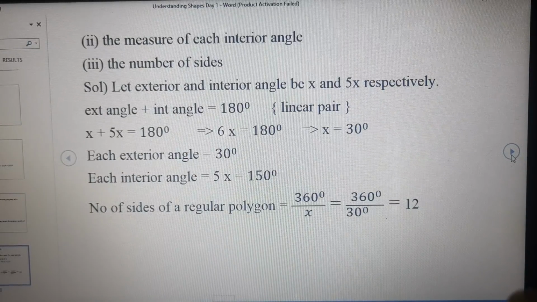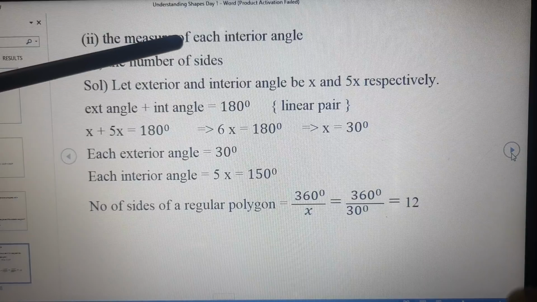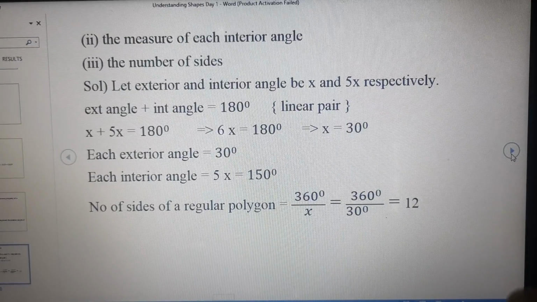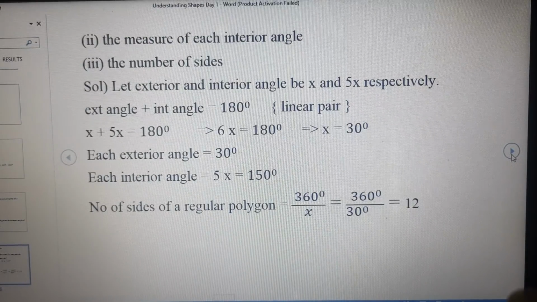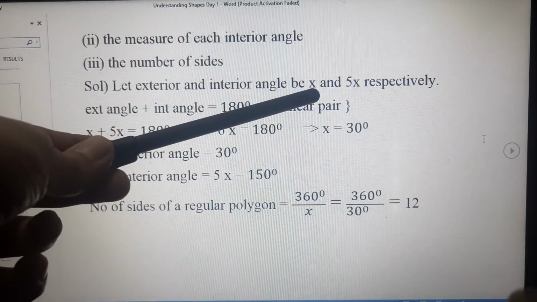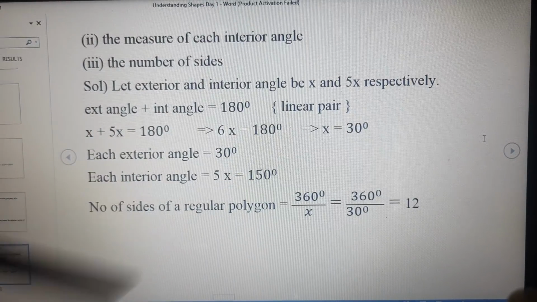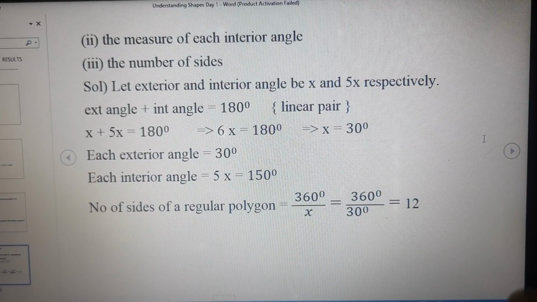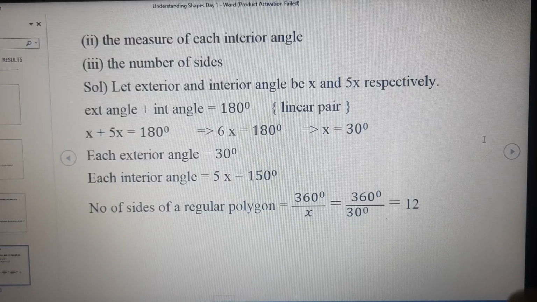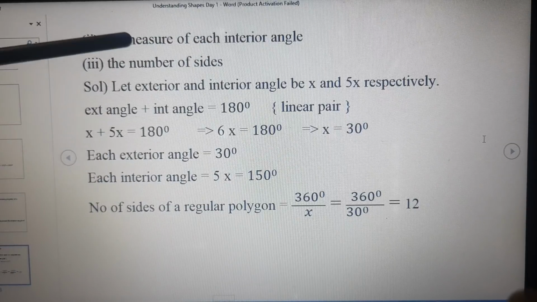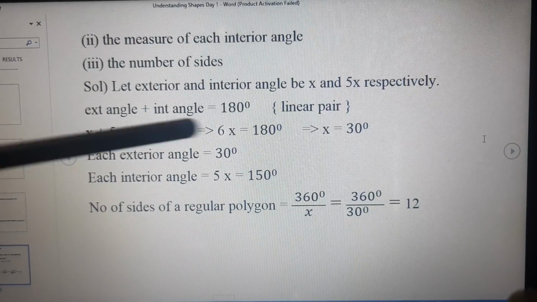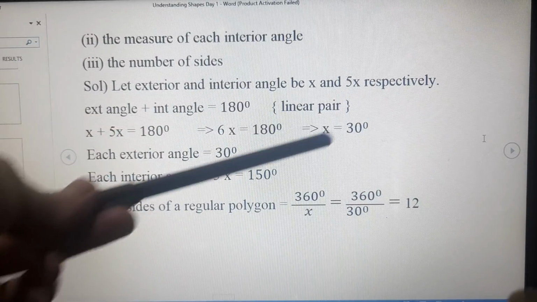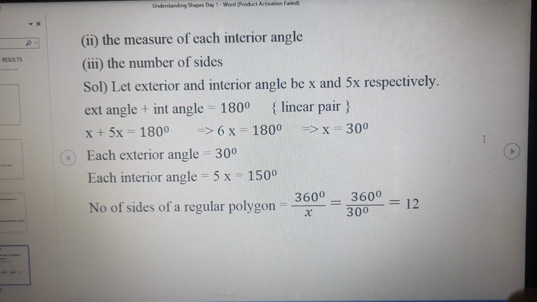Now we are supposed to find out the measure of each exterior angle first of all. So each exterior angle was considered as x. Its value is 30 degree. Each interior angle, why am I using the word each? Because it is a regular polygon. All interior angles will be equal. So each interior angle will be, because interior angle was considered as 5x, 150.